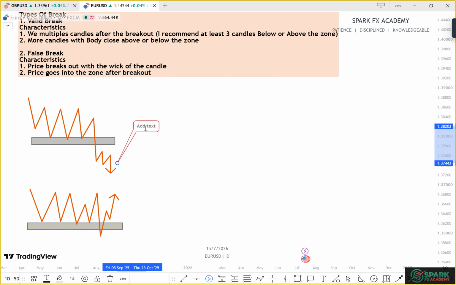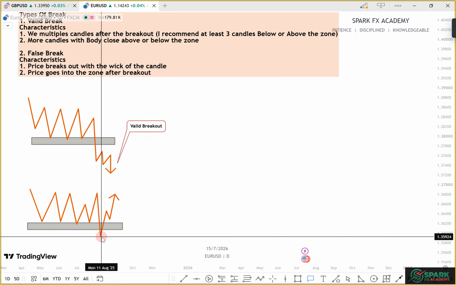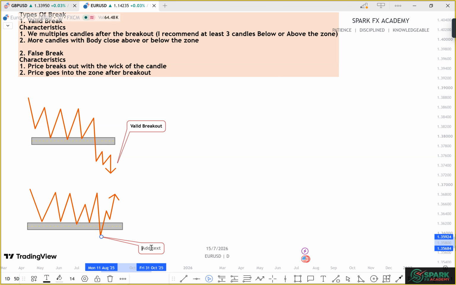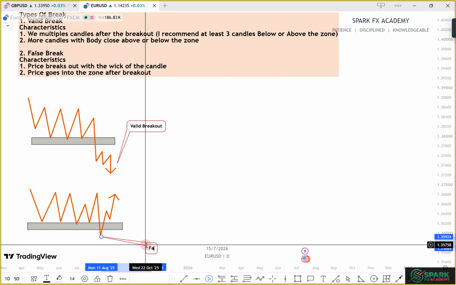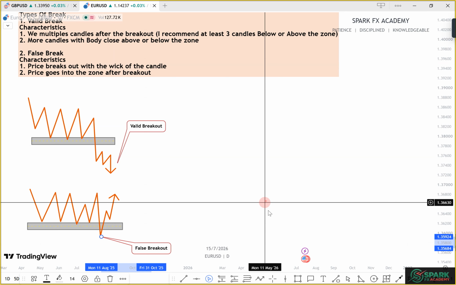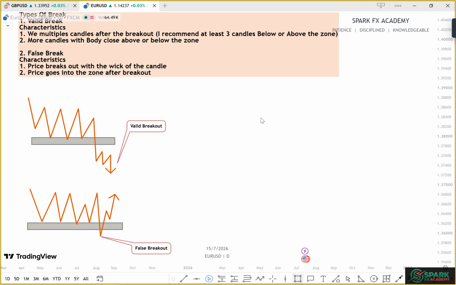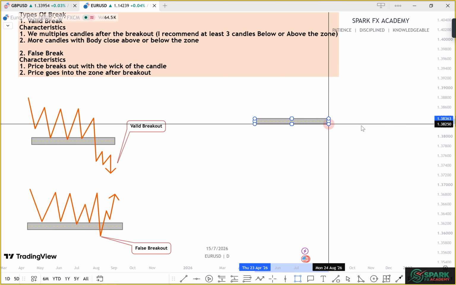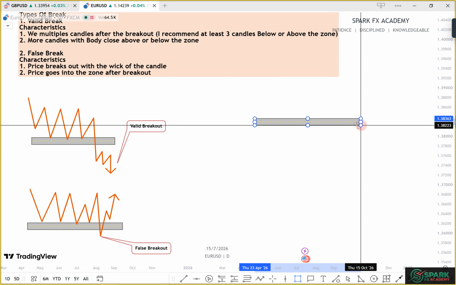This was referred to as valid breakout. It is referred to as false breakout. Let me do the one for markup.